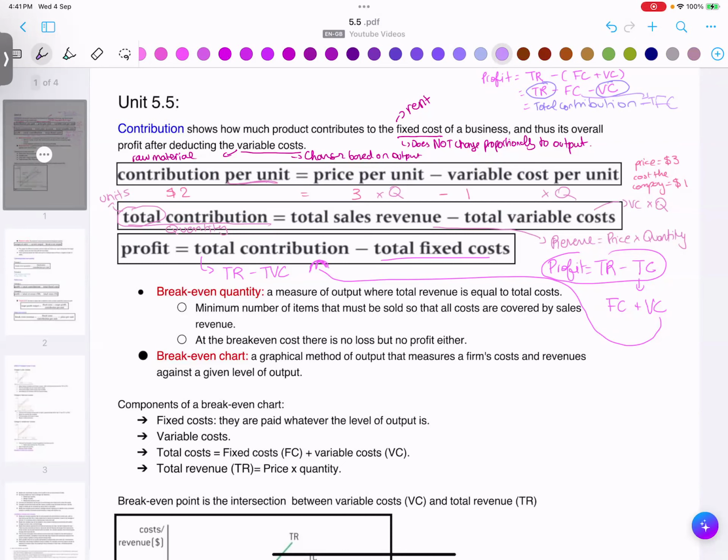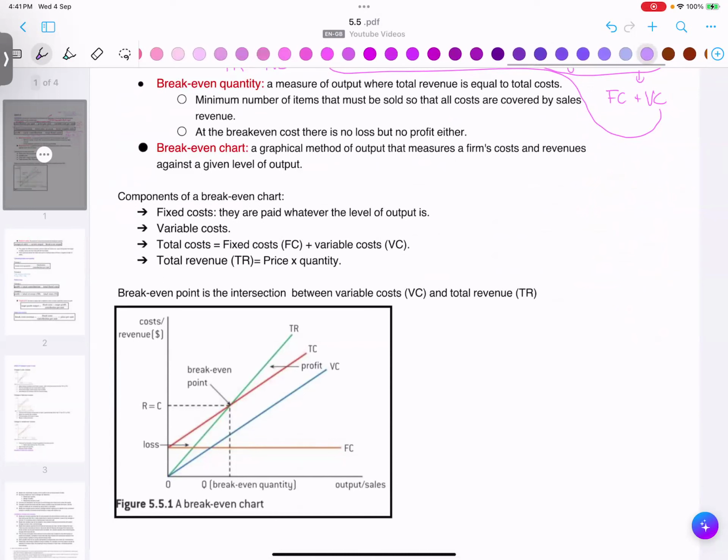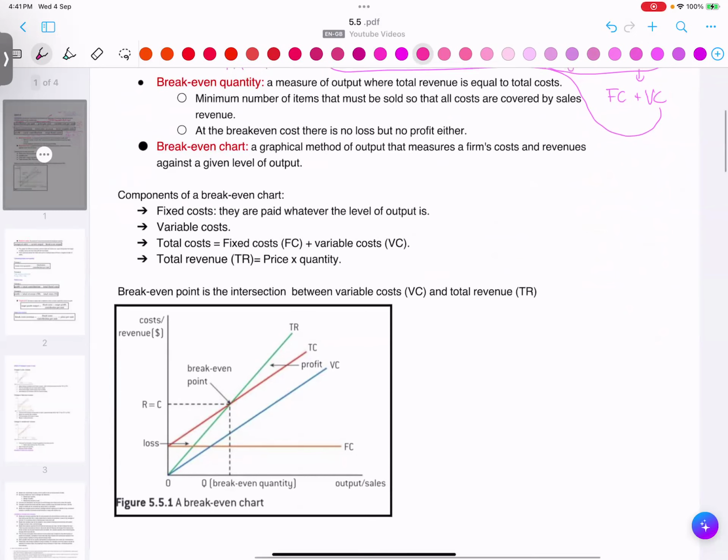So now we have break-even quantity. What the break-even quantity is, is very important. This is very, very important, you guys. You have to really know this section by heart. Break-even quantity is a measure of output where total revenue is equal to total cost.